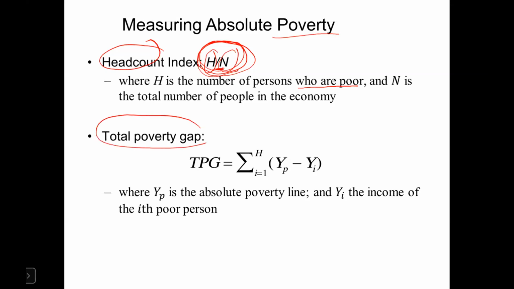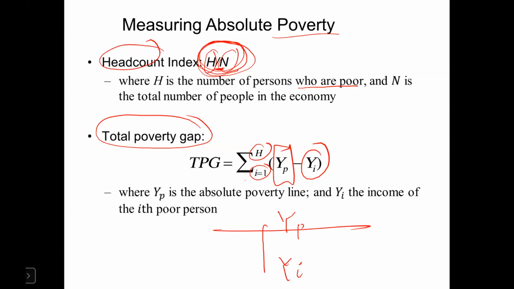Now we move to the second one. We look at the poverty gap. The poverty gap just measures the total gap. It means the total income gap of those people who are considered poor. So this summation is from 1 to H. Those are the people considered poor, with income below the poverty line. We sum them together, and it tells you, as a group, how much they are suffering. Their suffering is measured by the gap between YP, the poverty line, and their YI.